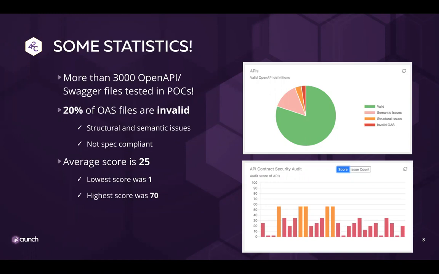And the other thing is the average score. When people push their files into our audit, the lowest score I've seen so far is 1. To be frank, I think we're very nice and we don't want to give you a 0, so we don't despair people. But it had 25,000 issues. I've seen things with 13,000, 20,000 issues in there, like very large files. And the highest has been 70, across all the POCs. So the average, I would say, is about 25.